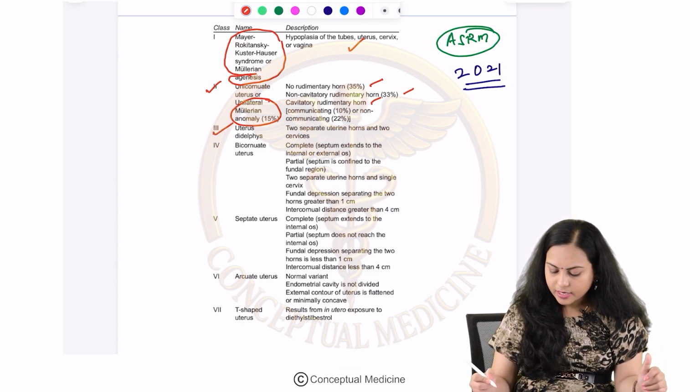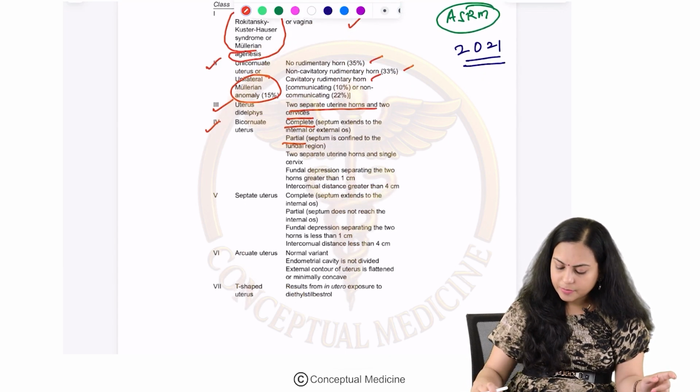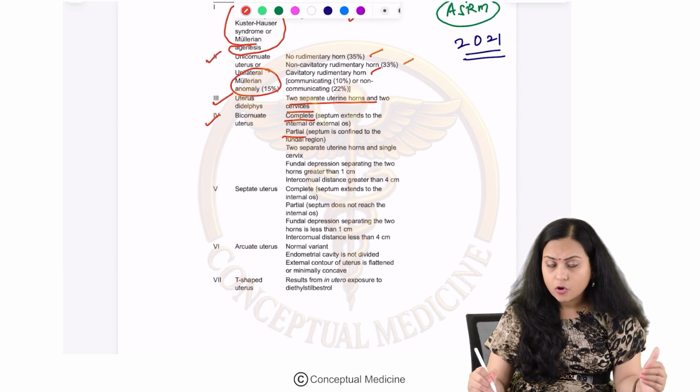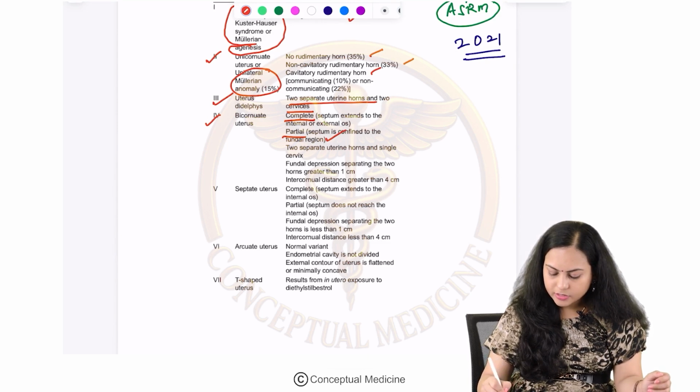Among that, remember, no rudimentary horn is the most common type, which is around 35%, right? And then you have a uterine didelphys. You have two separate uterine horns and two cervices. Whereas in bicornuate uterus you have a complete type and a partial type. Complete type means the septum extends to the internal or the external os, whereas a partial one means the septum is confined to the fundal region alone.